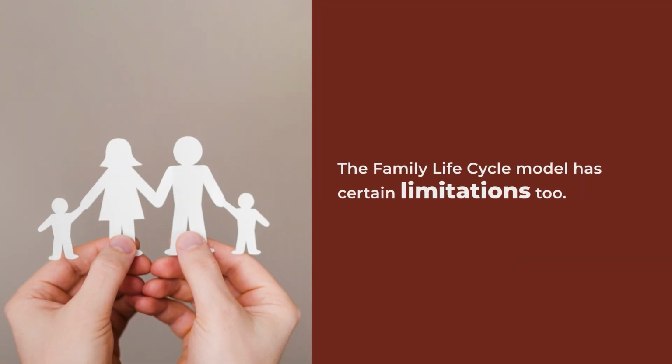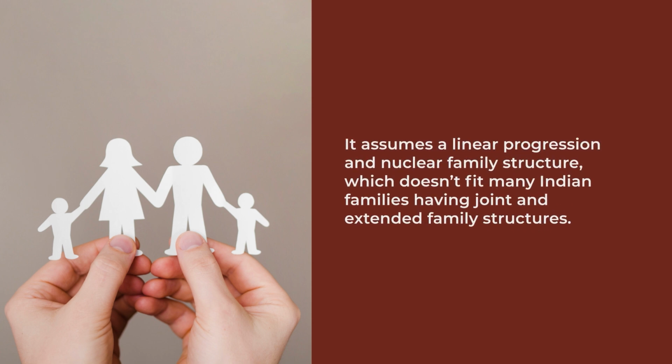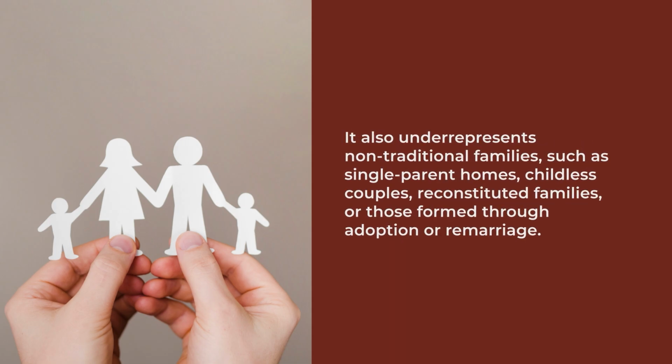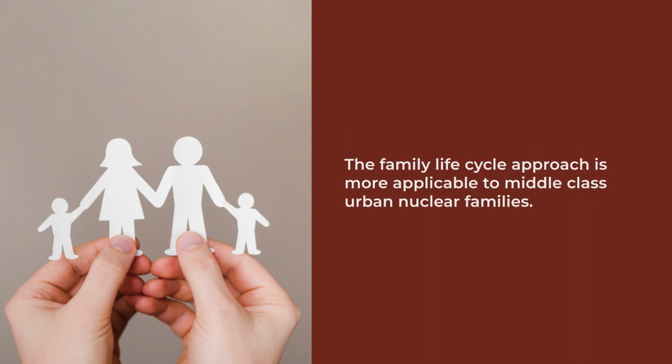However, the family life cycle model has certain limitations too. It assumes a linear progression and nuclear family structure which does not fit many Indian families having joint and extended family structures. It also underrepresents non-traditional families such as single-parent homes, childless couples, reconstituted families, or those formed through adoption or remarriage. So, the family life cycle approach is more applicable to middle class urban nuclear families.